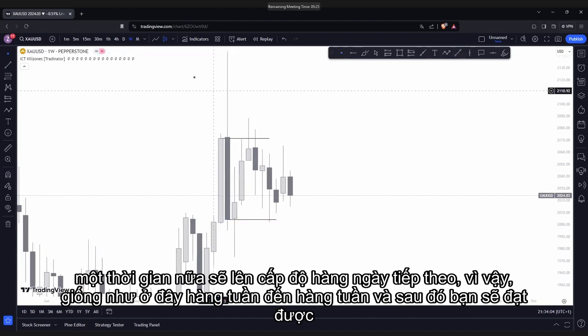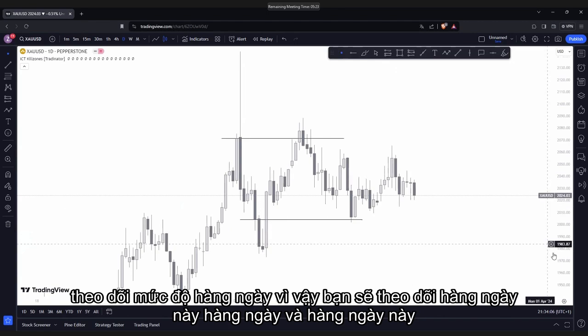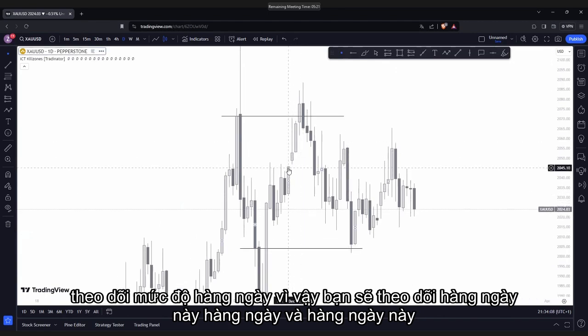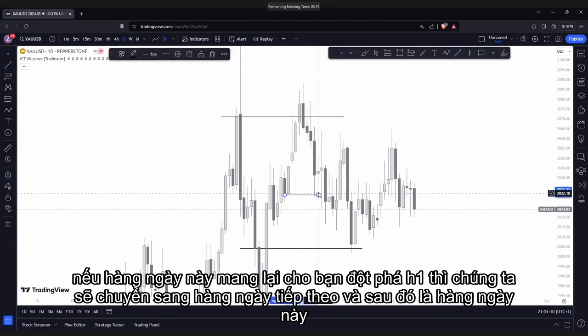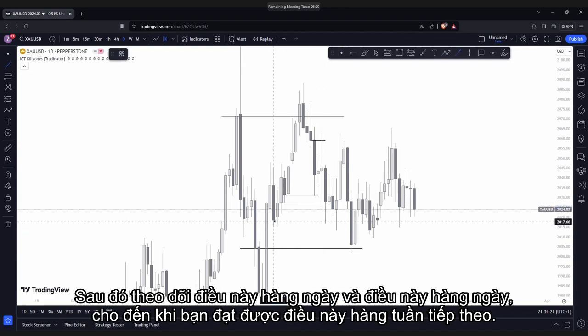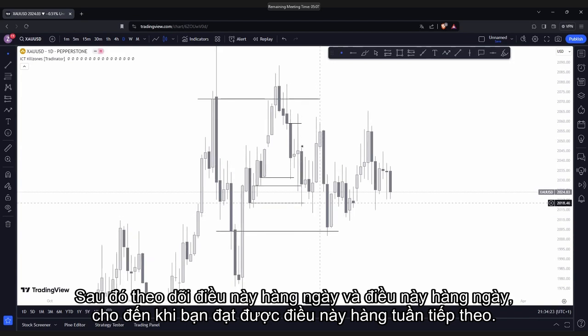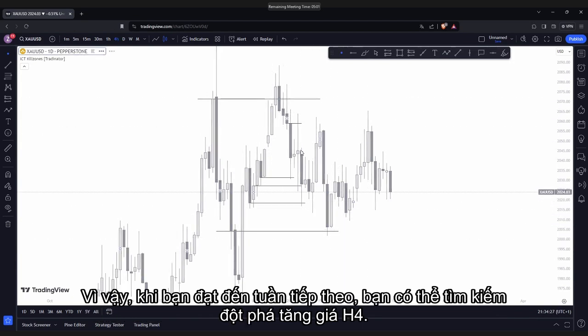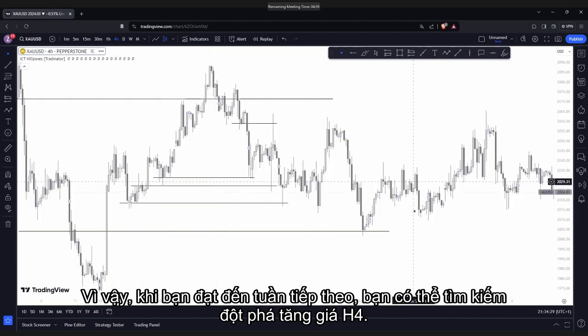Weekly to weekly, and then you're going to be monitoring the daily levels. So you're going to be monitoring this daily, and this daily. If this daily gives you an H1 breakout, we're going to go up to the next daily, and then this daily needs to give you an H1 bearish breakout in order for you to continue. Then monitor this daily and this daily, okay? Also, until you reach the next weekly. So once you reach the next weekly, you can go and look for an H4 bullish breakout.